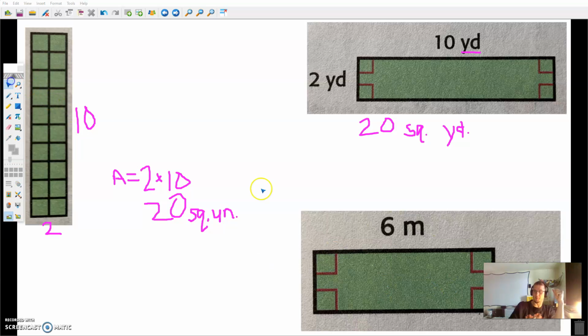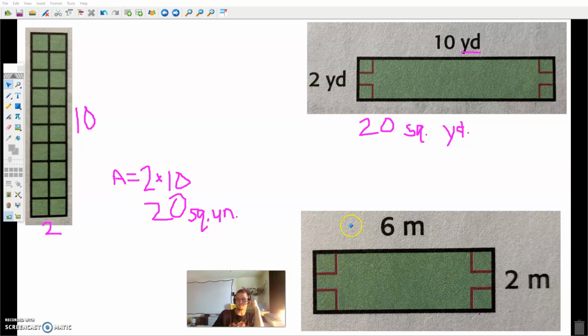I'm kind of covering you up over here. It's 6 by something. 6 by 2. Okay, you figure out the answer. I'll give you a second here to figure out the answer to that. 6 by 2. Okay, hopefully you did 6 times 2, which was 12. And it is 12 meters squared as my unit. Okay, so square yards or meters squared, those are the two different ways you can write that unit.